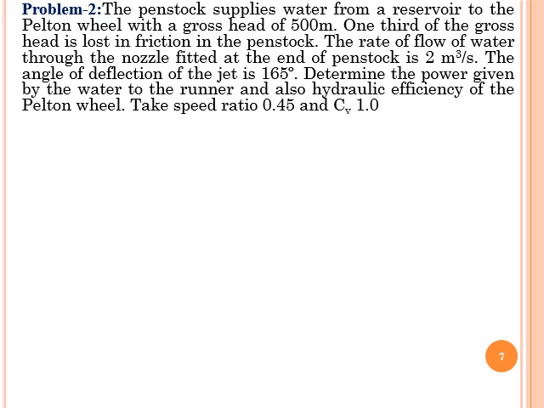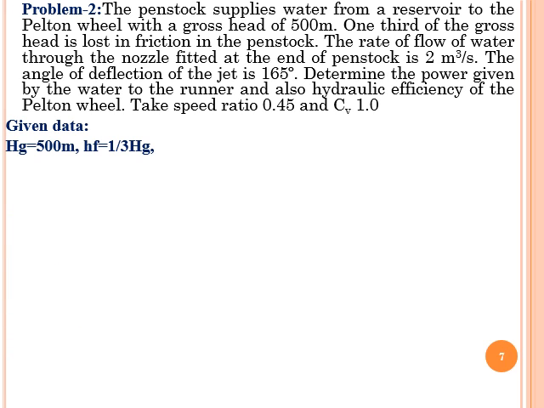The rate of flow of water through the nozzle fitted at the end of the penstock is 2 meter cube per second. That is, discharge through the nozzle is 2 meter cube per second. The angle of deflection of the jet is 165 degree. So now determine the power given by the water to the runner and also calculate the hydraulic efficiency of the Pelton wheel. And here the speed ratio value is taken as 0.45 and C of V is equal to 1. So now write the given data.